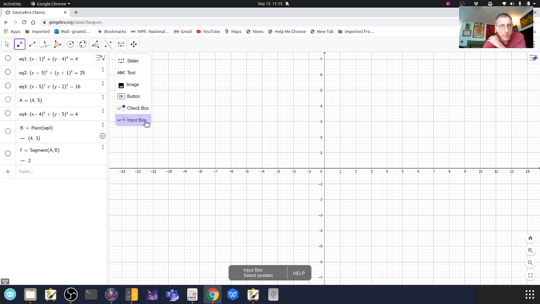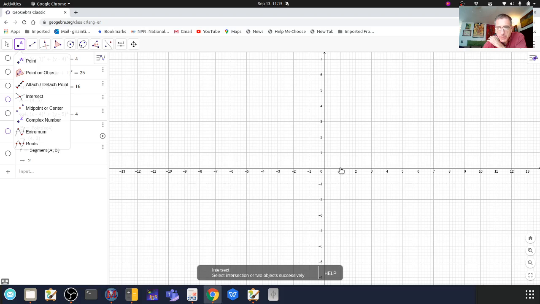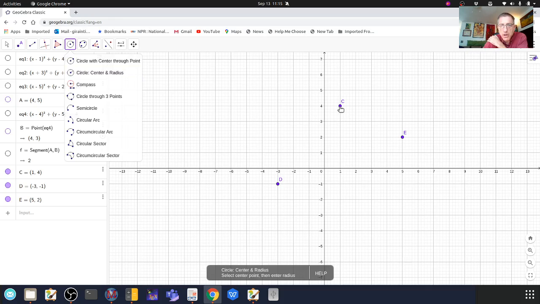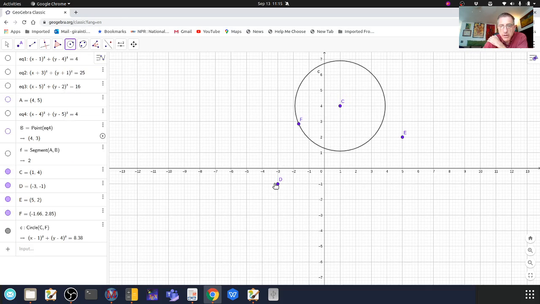So let's find the point 1 and 4. So there's my 1, so I go up to 4. There's 1 and 4. My next point was minus 3, minus 1, so there's minus 3. I go down to minus 1. And my next point was 5 and 2. So there's a 5, and there's my 2. So imagine that those are the locations of my 3 recording stations. So let's actually do something here. Let's draw circles centered at each.